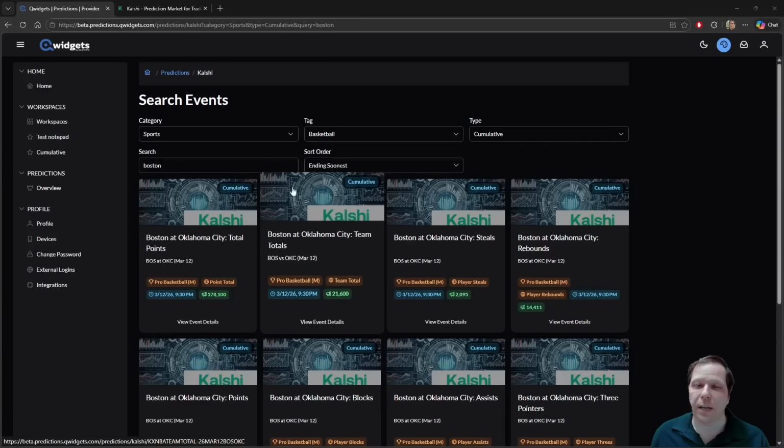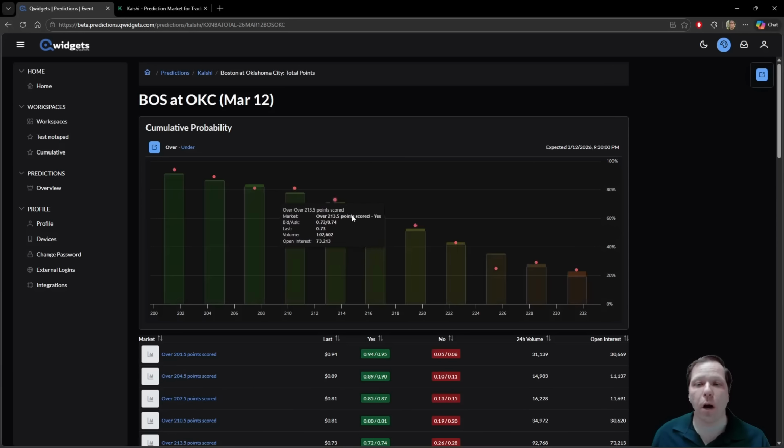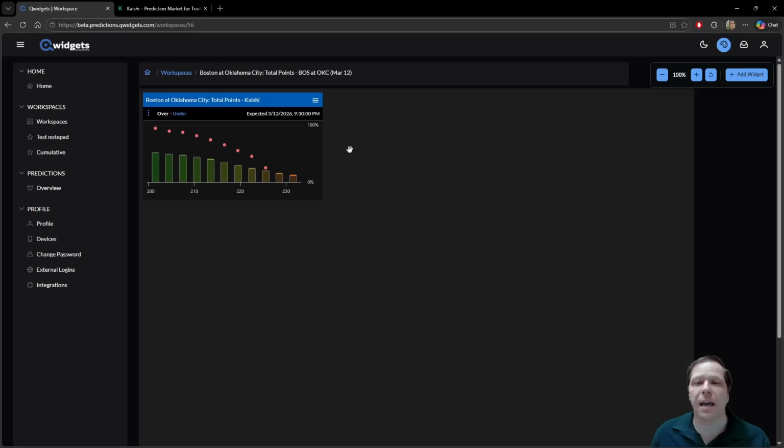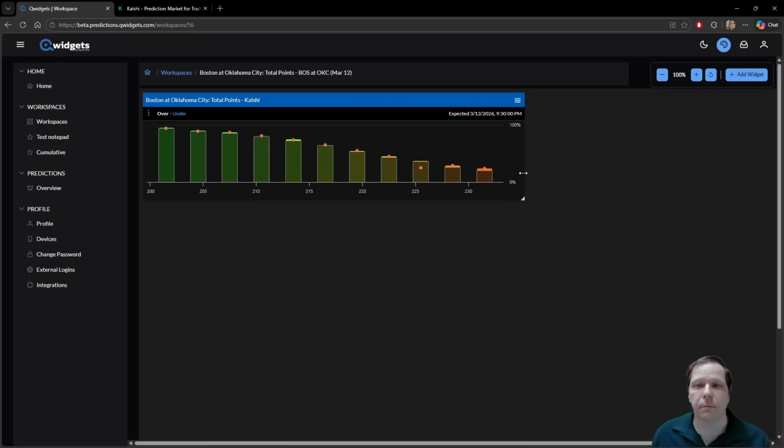Let's tackle a fairly complex scenario, which is the set of over-under markets for a basketball game. We'll create a workspace for this event and add a Portfolio Optimizer widget. Let's jump right in and design a probability distribution for the event. The over-under is a series of cumulative markets. In other words, there is a market for total points over 201.5 and one for 204.5 and so on.